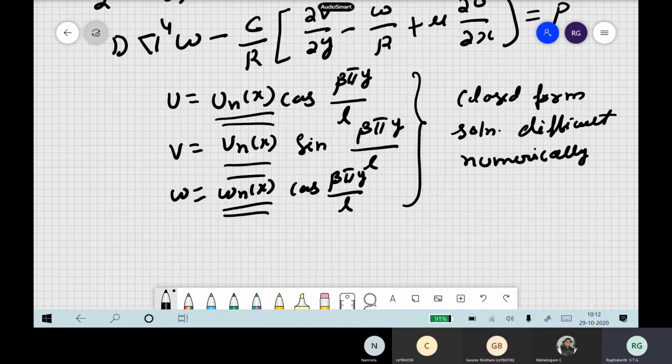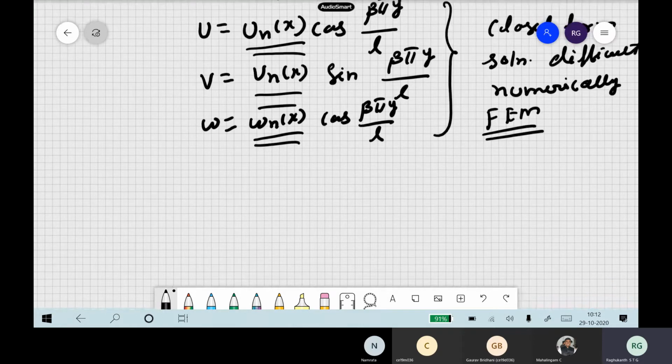So sometimes in shells, instead of doing this type of complications, people use numerical methods, FEM and other things, to solve the shell problems, because closed form solutions become extremely complex. So this is a problem with the shell theory. But anyway, the initial things are fine to just have a feeling of how the analytical solutions look like.